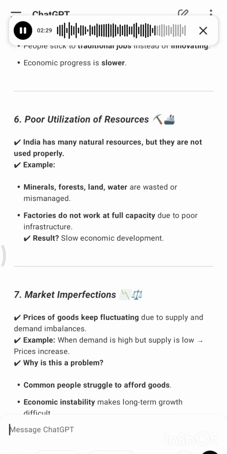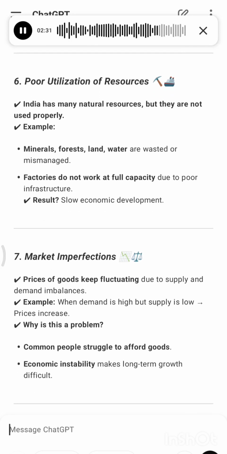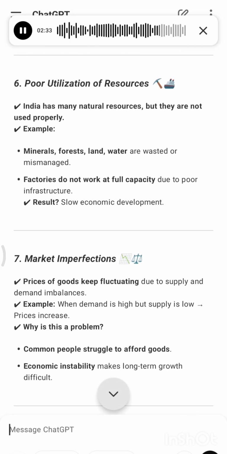7. Market imperfections. Prices of goods keep fluctuating due to supply and demand imbalances. Example, when demand is high but supply is low, prices increase. Why is this a problem? Common people struggle to afford goods. Economic instability makes long-term growth difficult.